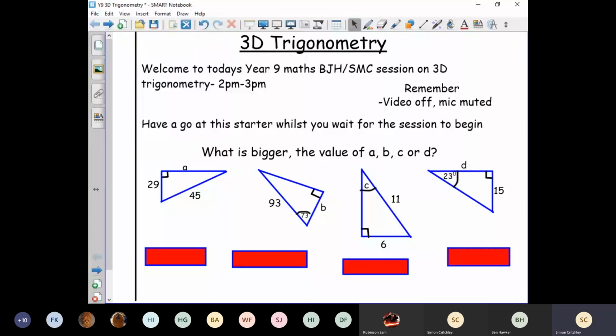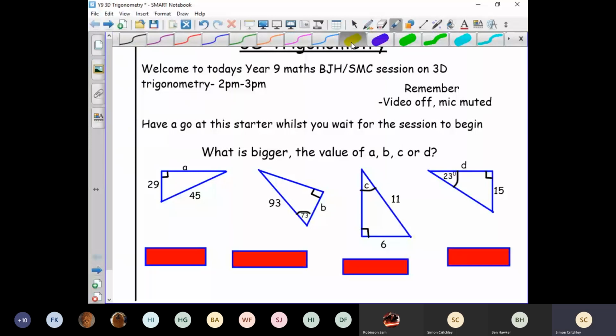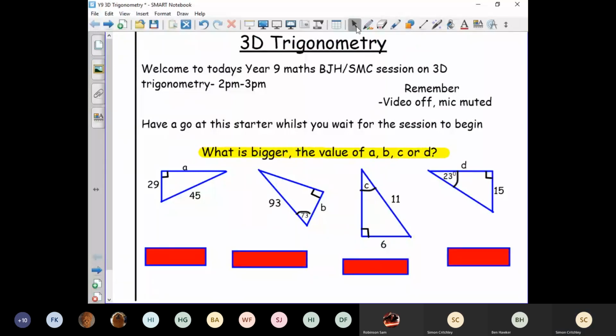Right, the first question is just this little one at the bottom here, which says, which is bigger? What is bigger? The value of A, B, C, or D. And you've got 4 little triangles there. I'd just like you to spend a couple of minutes. It doesn't matter what order you do them in. You don't have to do much working out. And as soon as you've jotted down and think you found which is the biggest value, could you write the letter for the biggest value into the chat box, please?